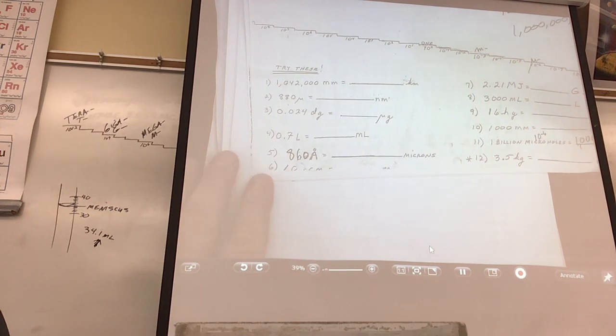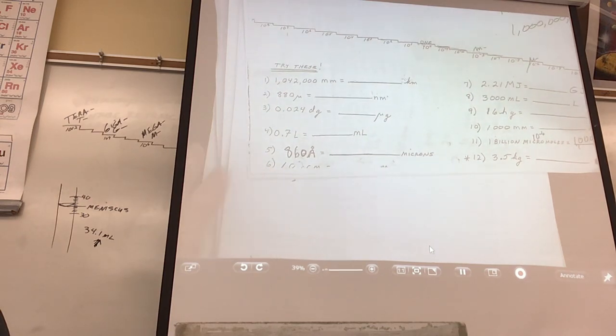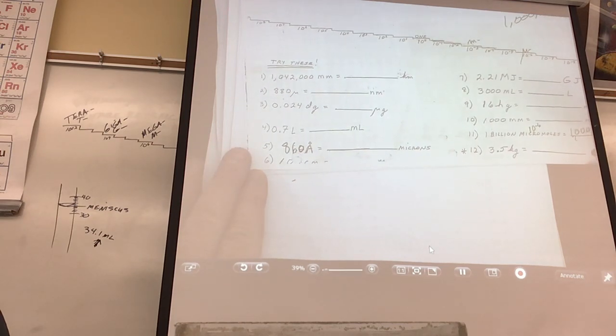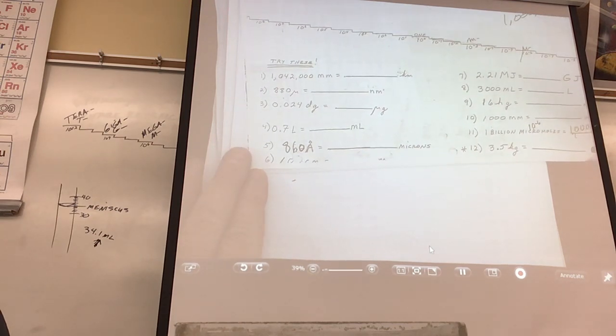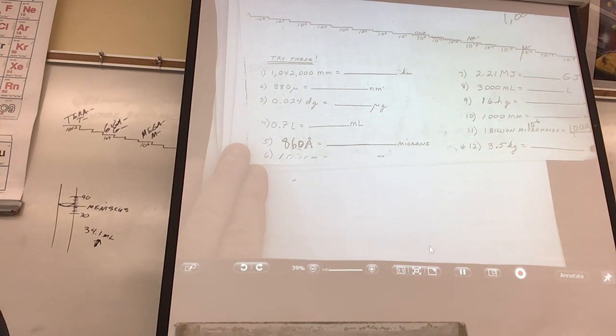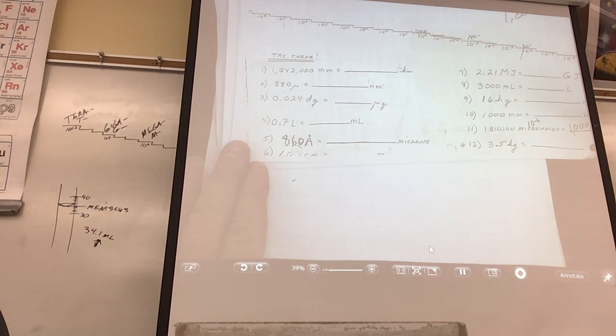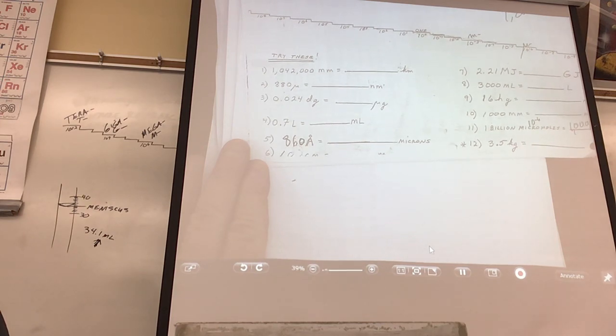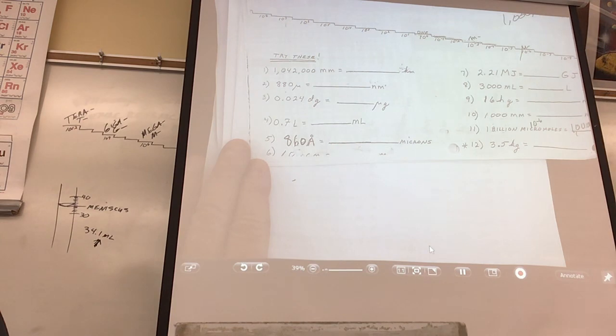Okay, now, if you think you got number 2 right, go to number 5. I put in a number for number 5, but it got erased by the hole punch. Number 5, 860 angstroms equals how many microns? So we're doing number 2 and number 5. If you look on the screen, you'll see number 5 is 860 angstroms equals how many microns? All right, talk to your partner.